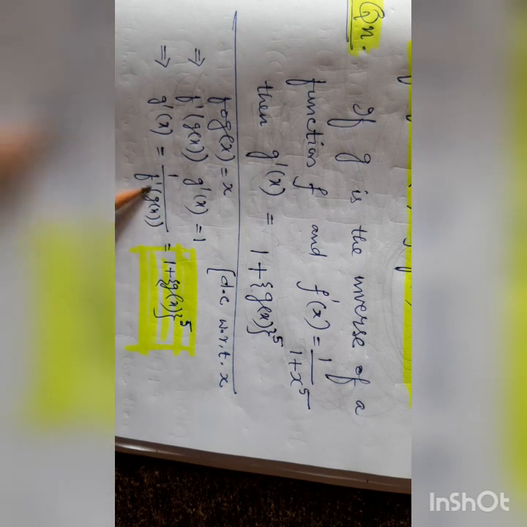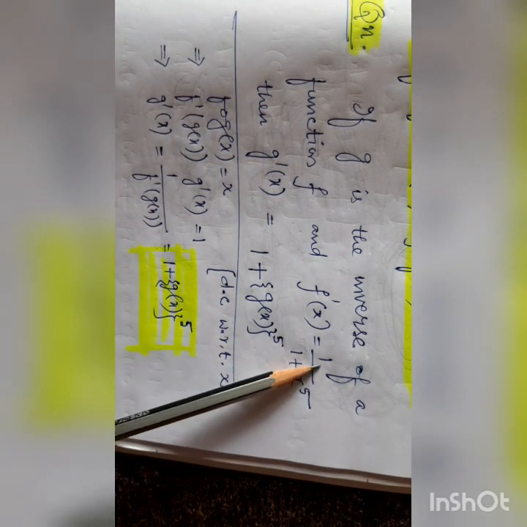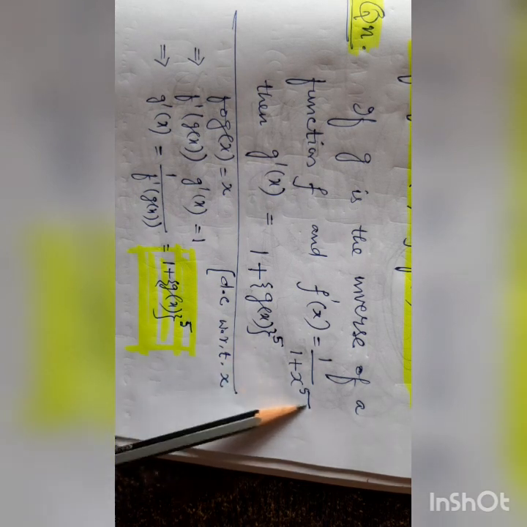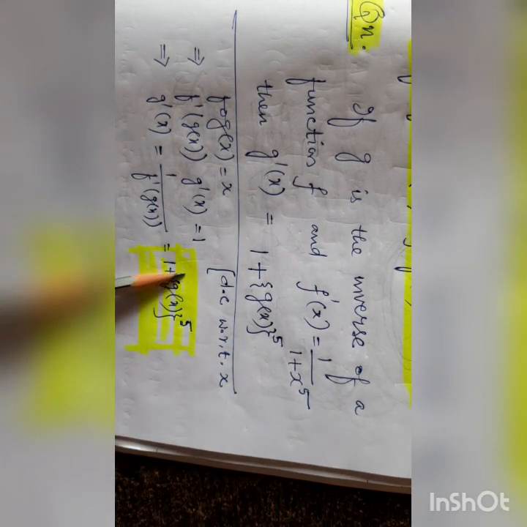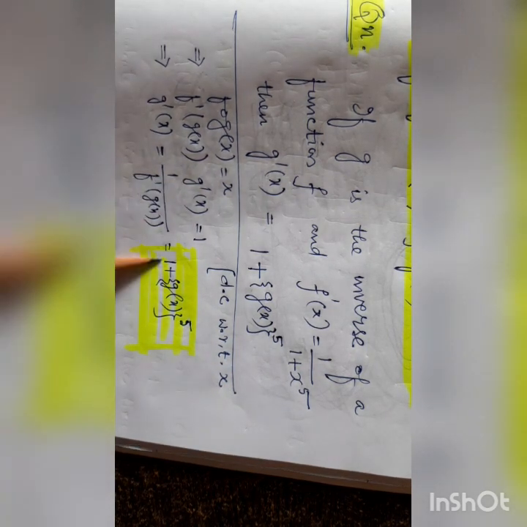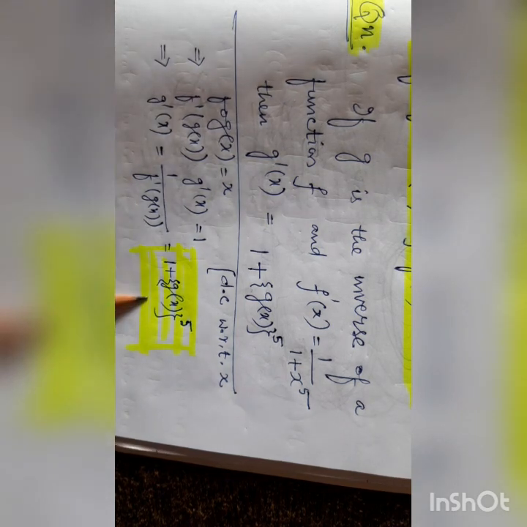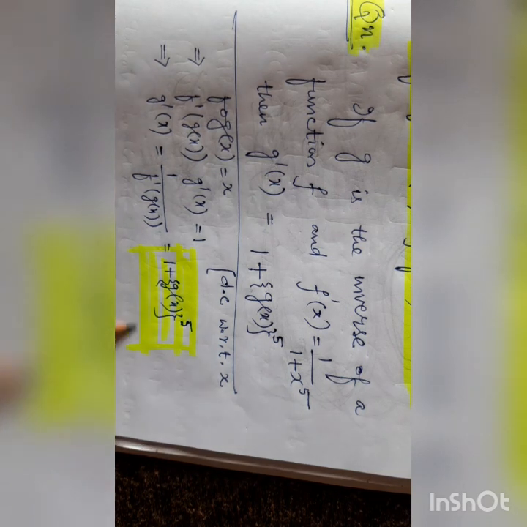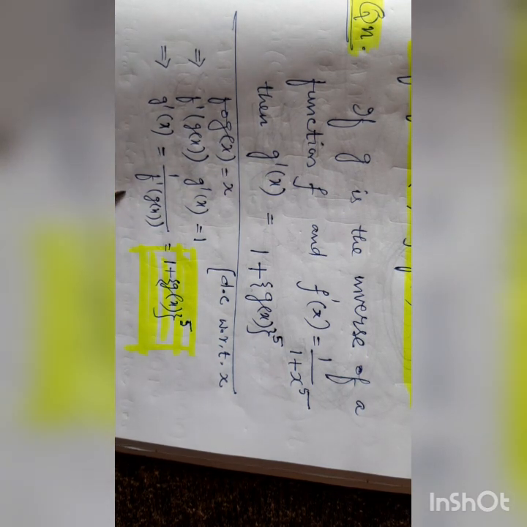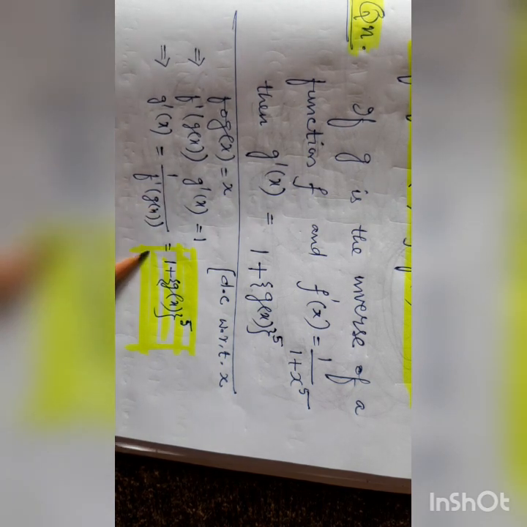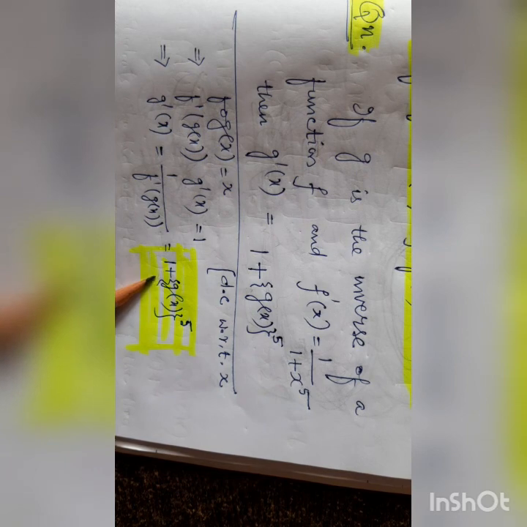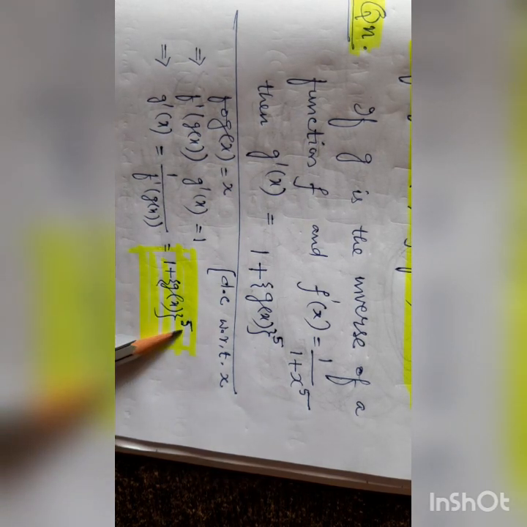Here, 1 by 1 by 1 plus g of x whole power 5. Then it will be reversed. And the answer is 1 plus g of x whole power 5.